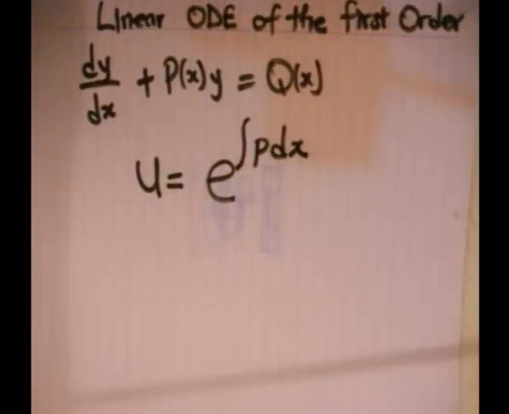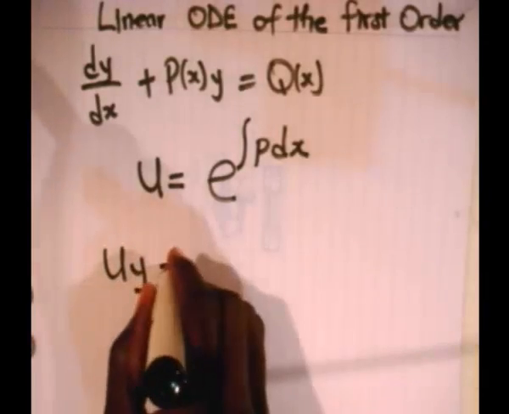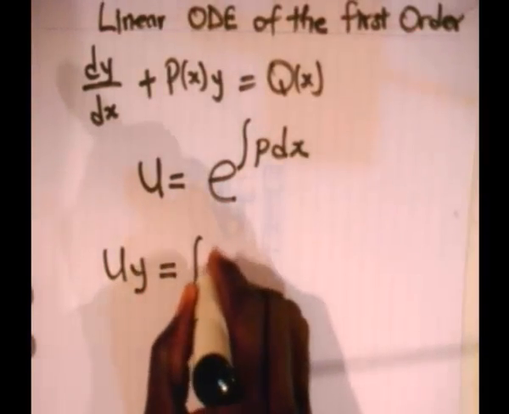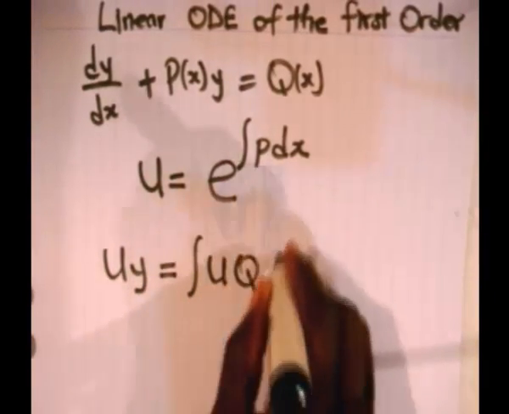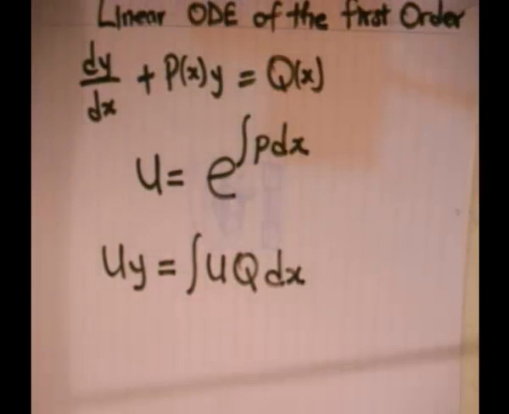Once we get this u, we just say that uy equals integral uq dx. This is all we need. uy equals integral uq dx. That's all we need to solve a linear ordinary differential equation of the first order. So let's check an example.